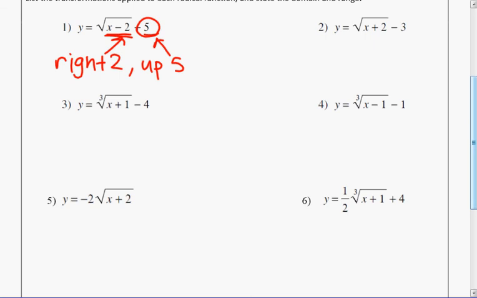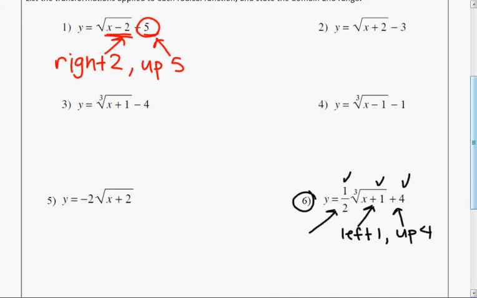Let's take a look at number 6 here. Number 6 says y equals 1/2 times the cube root of x plus 1, plus 4. I see 3 numbers here that are going to apply to the transformations we're going to list. Let's start with the easy stuff, that plus 4. That plus 4 is our k. It's an outsider that doesn't lie. We've moved up 4. This plus 1, however, is an insider. It's inside that radical, the cube root, and therefore is going to lie to us, telling us that we're going to move left 1 unit.